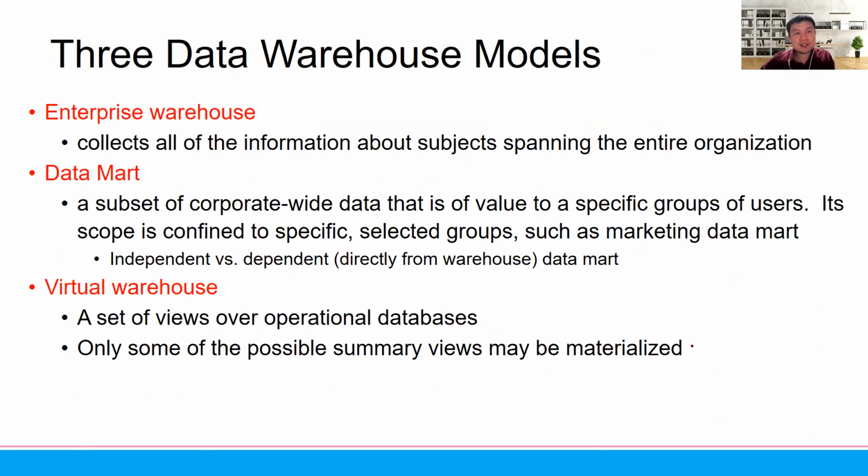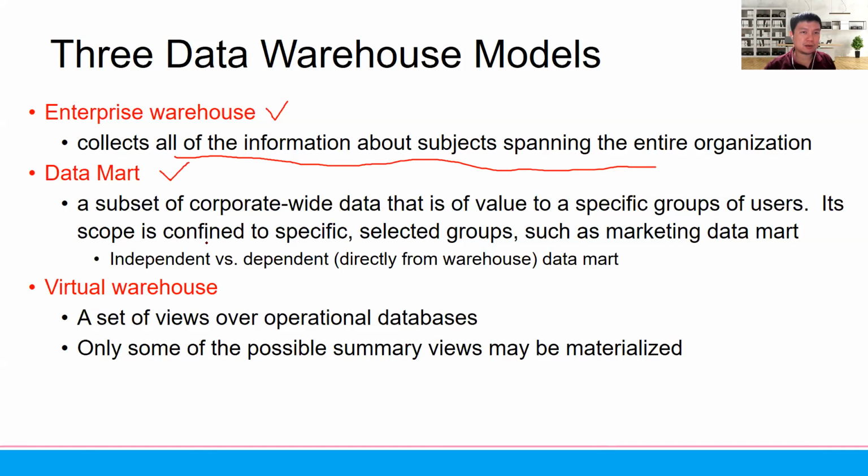So there are at least three data warehouse models that we can learn. The first is the enterprise warehouse. This means the model collects all the information about subjects spanning the whole organization. The second one is the data mart. A data mart is for a very specific user group, maybe only the sales department, or only customer relationship, or maybe only supplier relationship. So this kind of data mart is only for a specific organization, but it is still in the same business.